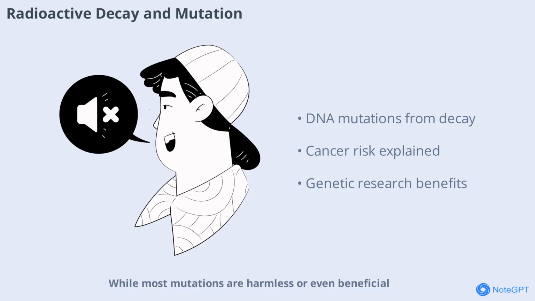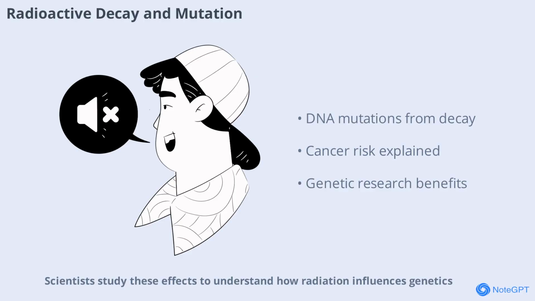Radioactive decay can cause mutations in living organisms by altering DNA. While most mutations are harmless or even beneficial, some can lead to diseases like cancer. Scientists study these effects to understand how radiation influences genetics and to develop better ways to protect people from harmful exposure. This research is important for medicine, agriculture, and environmental safety.